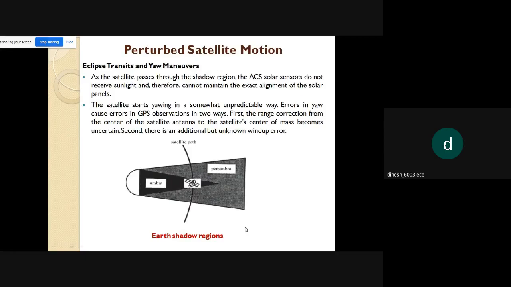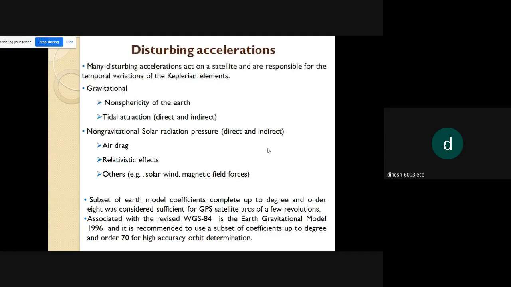So this is your Earth shadow region, as I showed you earlier: the umbra region and the penumbra region. These yaw maneuvers or yaw errors occur during surveying if the solar cells do not receive sunlight, and only in that case, which can be minimized by having some backups. So the next topic is the disturbing accelerations.